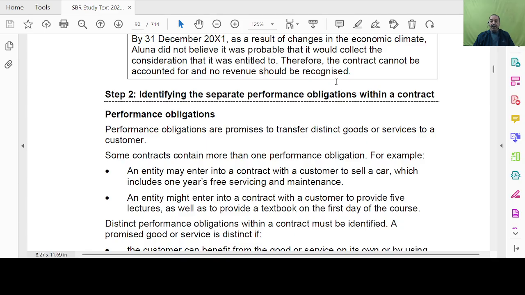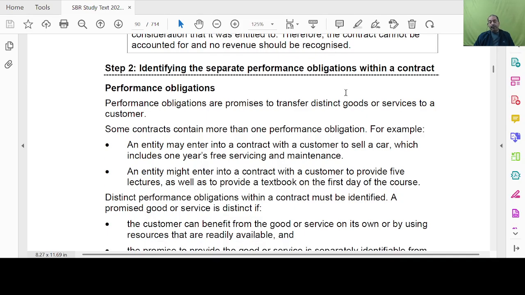Second step is identifying the separate performance obligations within a contract. What is a performance obligation? And how many performance obligations can be there? We can have one single performance obligation. Like for example, you come to my shop, you purchase a television set, I sell the television set to you, you pay the price. There is only one single performance obligation that has been satisfied and consideration has been paid, right? So that settles the transaction.